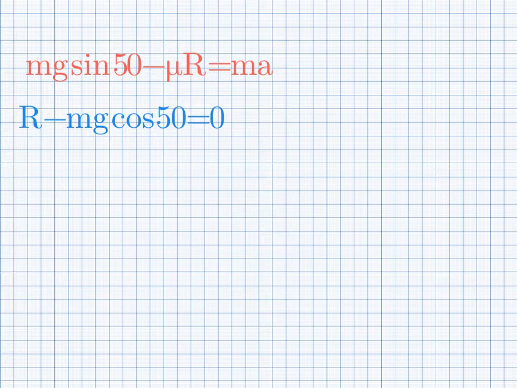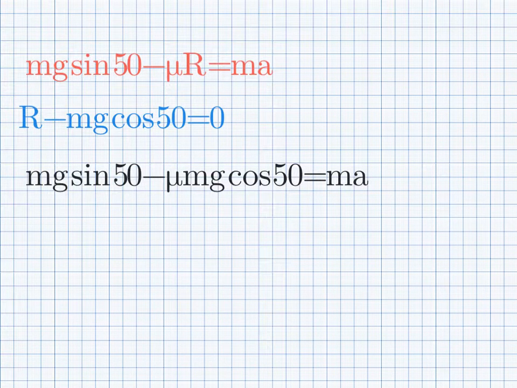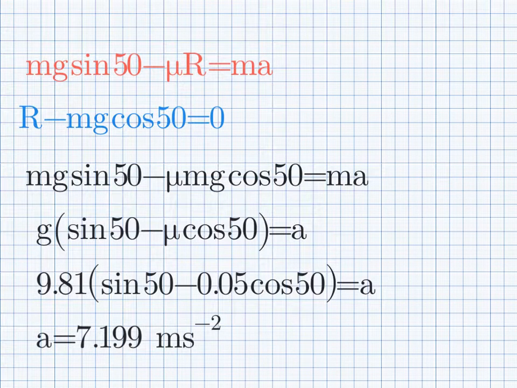So what we can now do is combine those two together by substituting for R to get this equation. First of all, you should notice that there's a common factor of m, so the mass of the ski jumper actually is irrelevant, and we can therefore simplify this slightly and substitute some numbers, and we get this arrangement here. So g brackets sine 50 minus mu cos 50 is our acceleration. Plugging the numbers in, trusting our calculator, we find that the acceleration parallel to the slope is 7.199 meters per second squared down the slope.